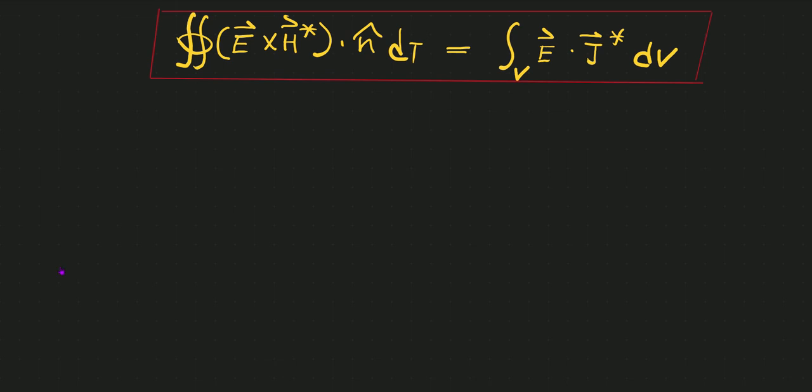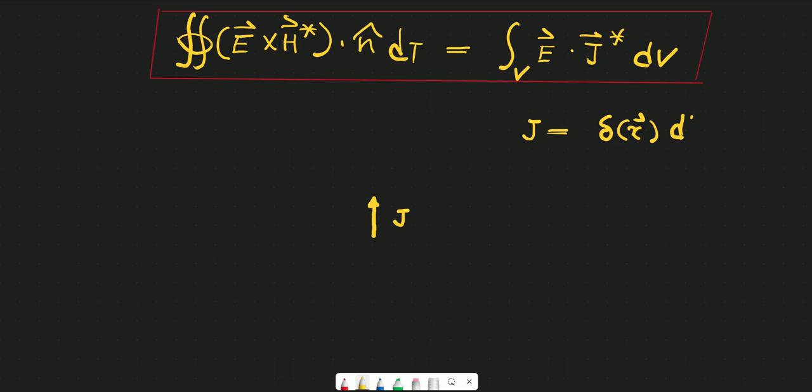Now we consider a dipole antenna. A dipole antenna is just a current J. This current J, the direction is along Z. This is the current J. We call it J1. So in this formula, we can also put a J1. This is the formula.